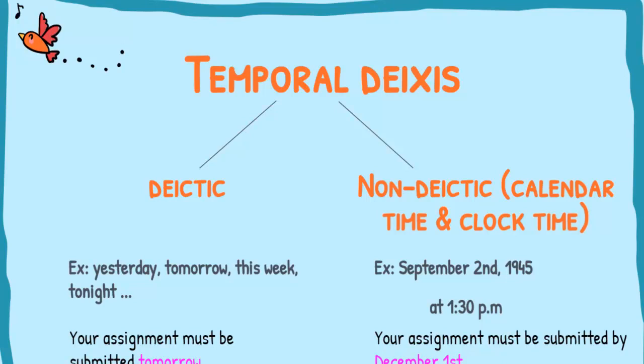Now have a look at the example. If the teacher leaves a message like "your assignment must be submitted tomorrow," students may be confused. They may wonder when tomorrow is. The message should be "your assignment must be submitted by the 1st of December." Certainly, students know when the deadline of the assignment is. Now, Ms. Lakha, please.